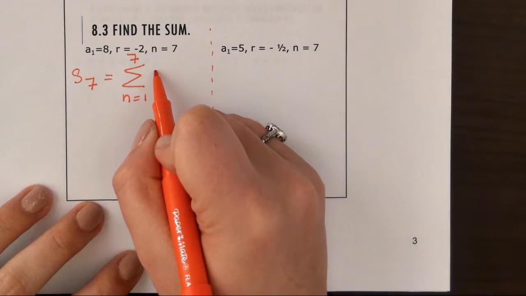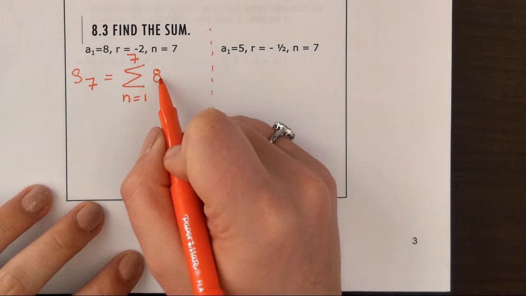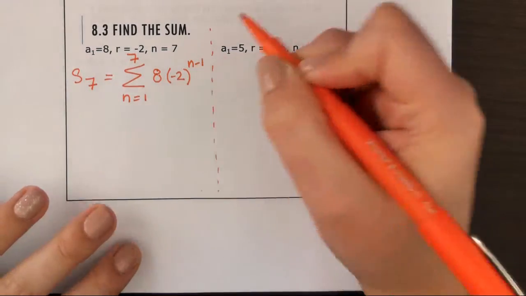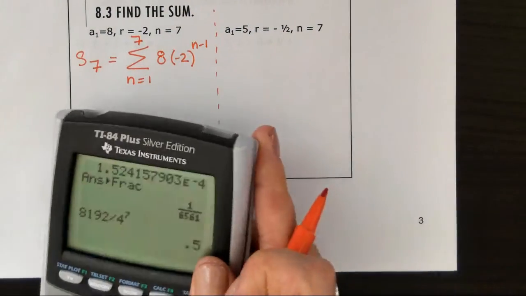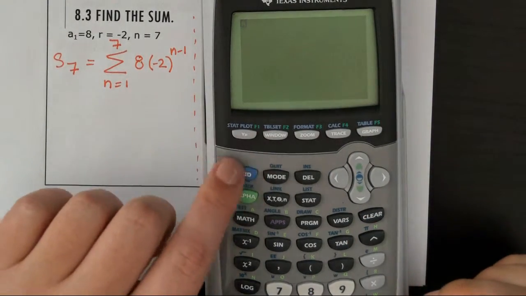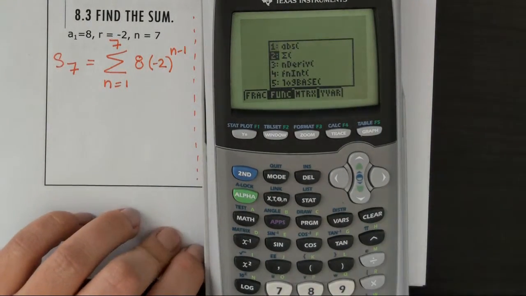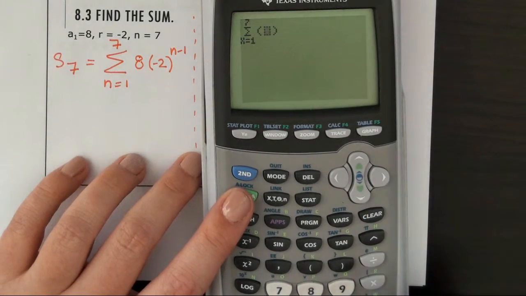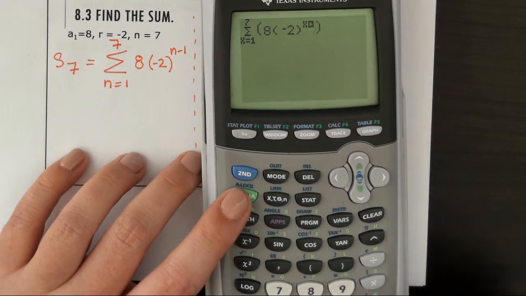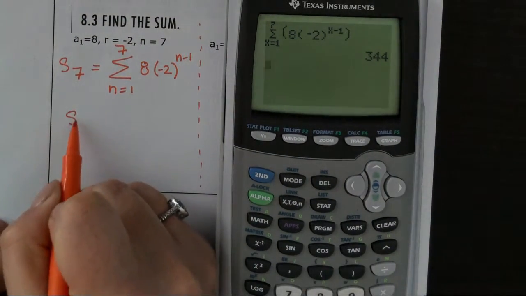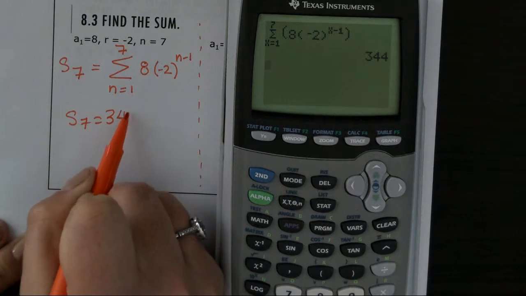Okay, and we're going to multiply that. Our equation is 8, our initial term, times our ratio to the n minus 1 power. So let's put this into the calculator. From x equals 1 to 7, we'll have 8 times -2 to the x minus 1 power. So our sum of the first 7 terms is going to be 344.